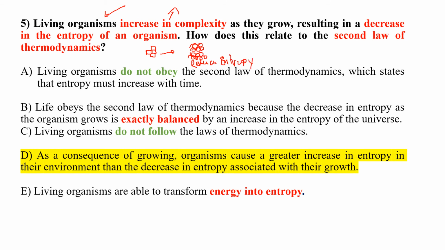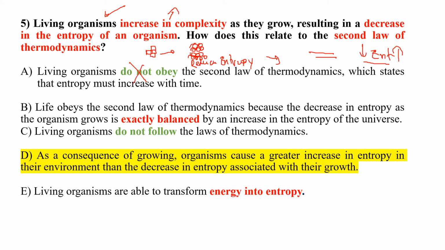and this is very important because, as we know, the second law of thermodynamics actually says that entropy is increasing in the universe. So how can this be compatible if the living organisms are growing, reducing entropy, but we said that the second law says entropy is increasing? So answer A states that living organisms don't obey the second law of thermodynamics, and this is wrong. This is not the right answer.